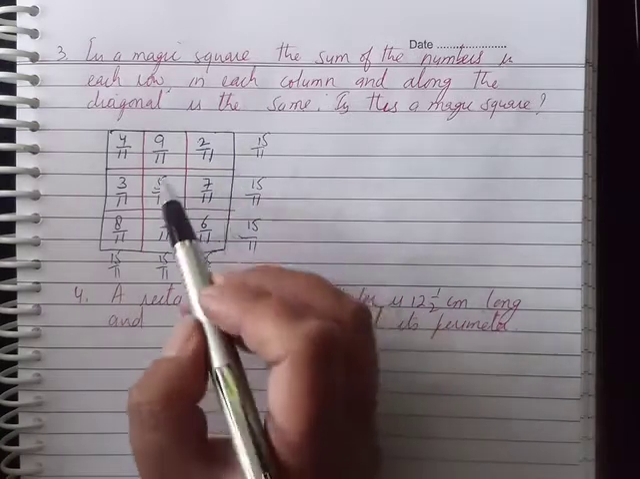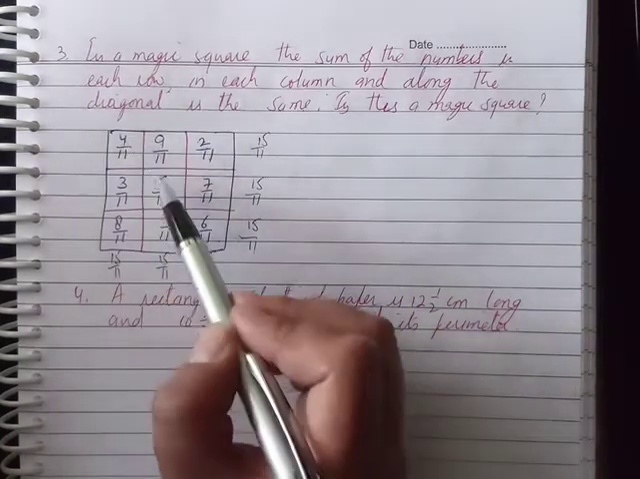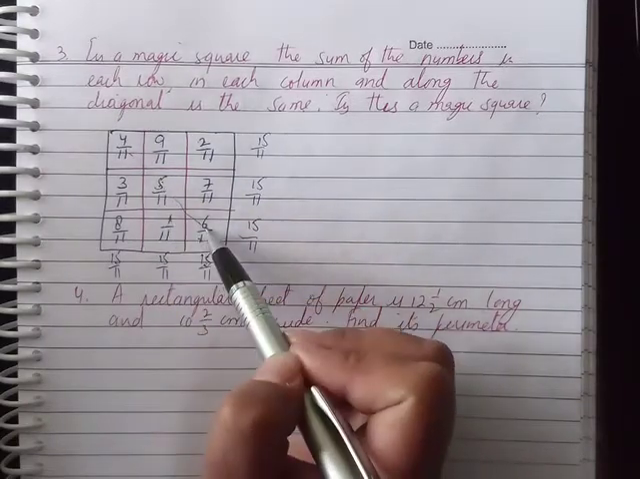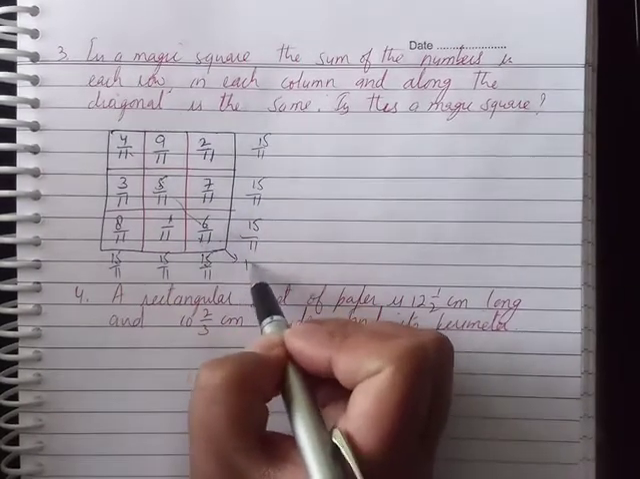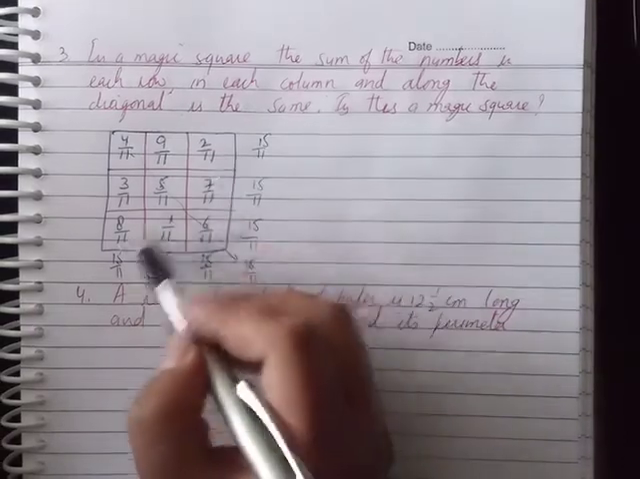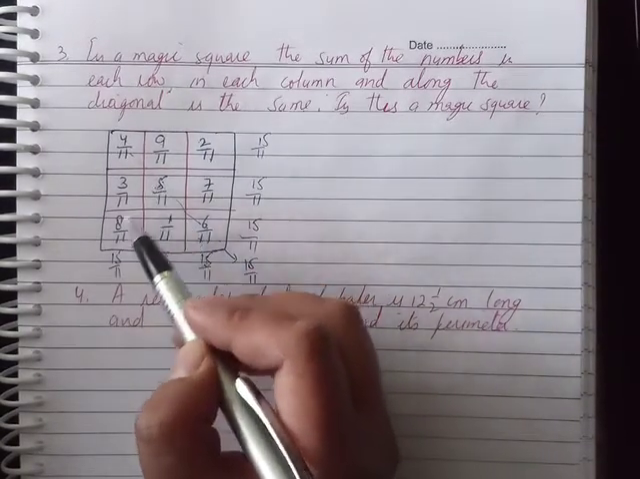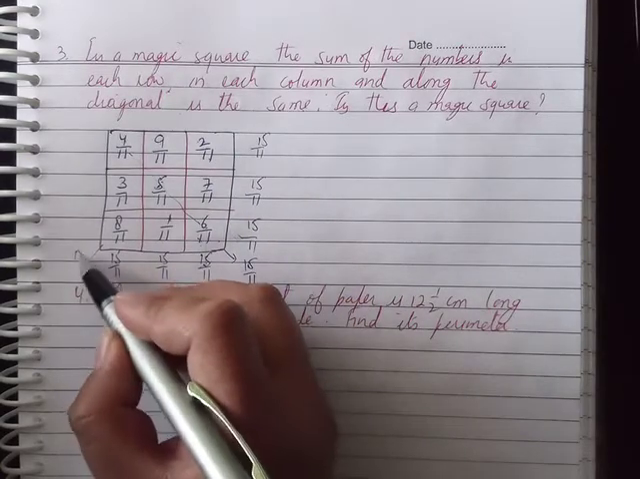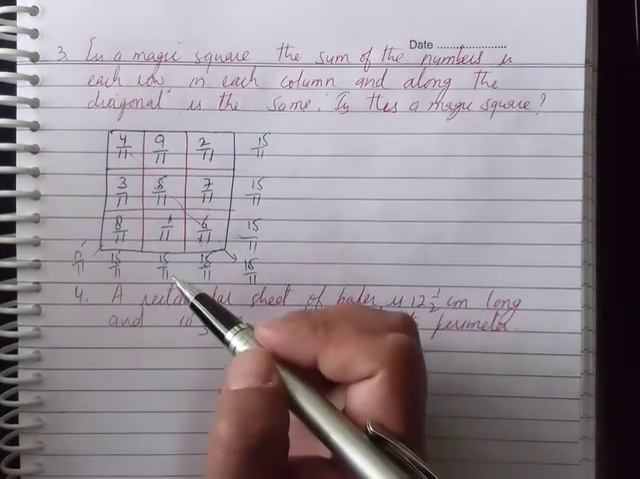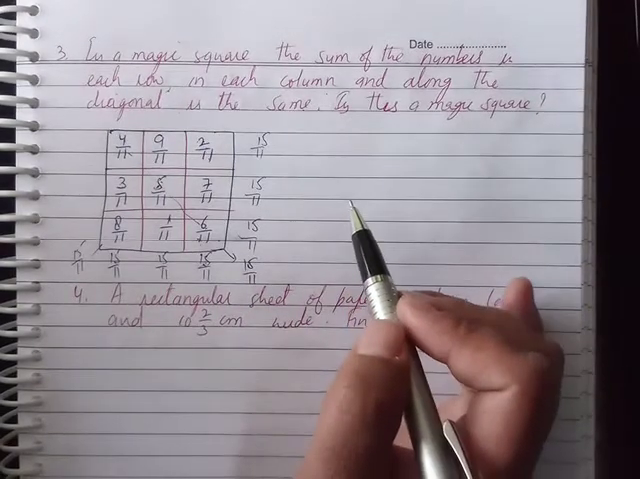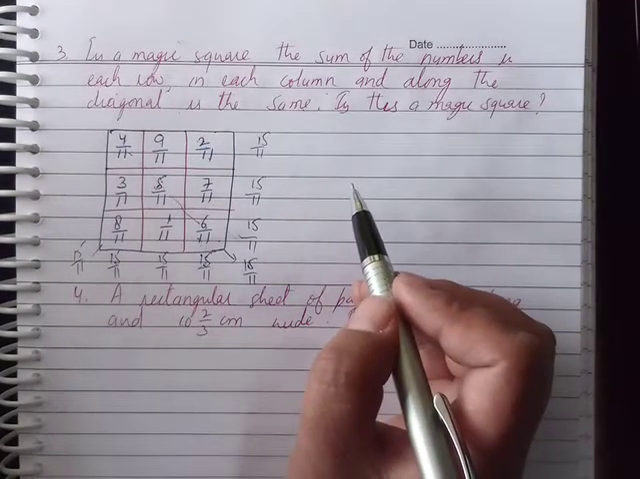Now let us check the diagonals. The first diagonal: 4 plus 5 is 9, 9 plus 6 is 15, so 15 upon 11. The other diagonal: 2 plus 5 plus 7 plus 8, and it also gives 15 upon 11. So rows, columns and diagonals all give the answer 15 upon 11.